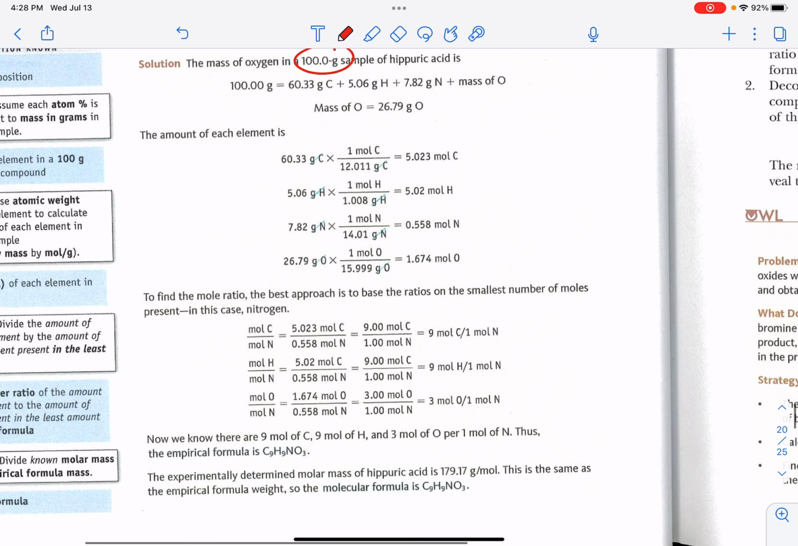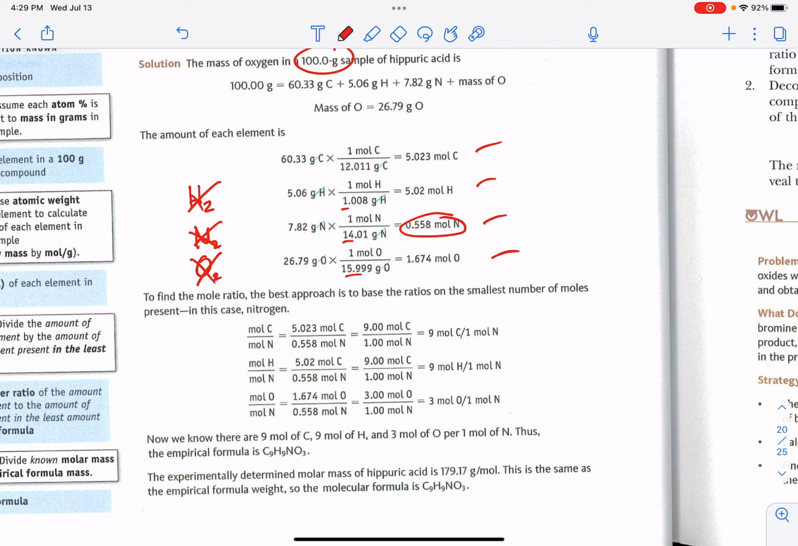In any case, once you find your moles of each, then you look for the smallest number of moles of an element that you have. Notice, by the way, that we're not talking about diatomic hydrogen, nitrogen, or oxygen. We're talking about atoms in a compound, not molecules. So that's why this number is 1, not 2. This is 14, not 28. This is 16, not 32.